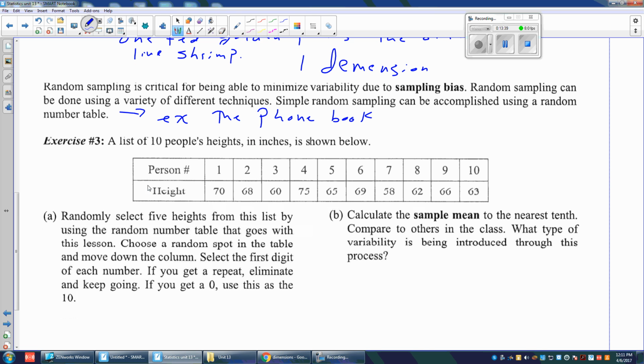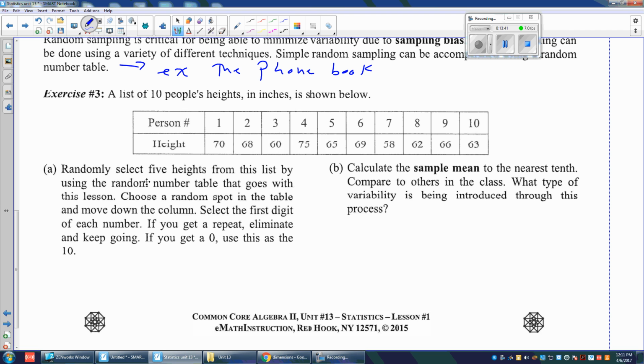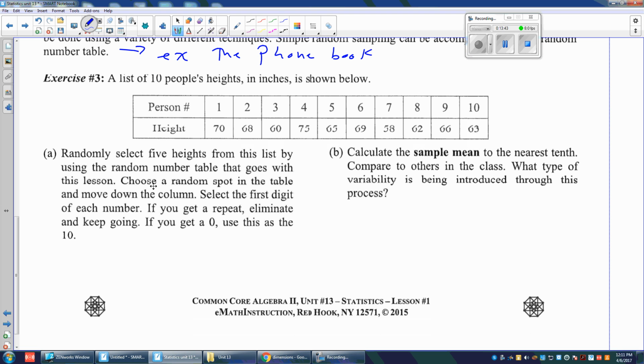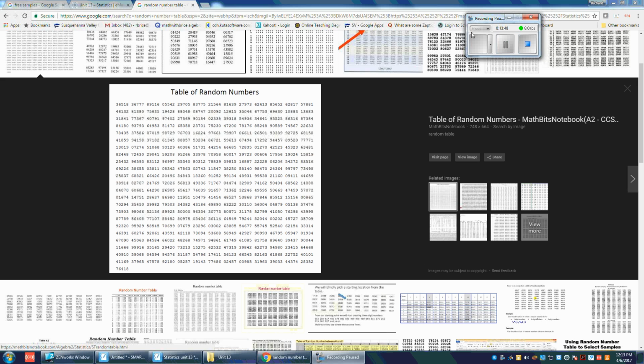A list of 10 people's heights in inches is shown below. Randomly select 5 heights from this list by using the random number table that goes with this lesson. So here I grabbed a random number table. And what you can do is say, well, today happens to be April 6th, so I'm going to take the 6th one from the left. 1, 2, 3, 4, 5, 6. My numbers are 8, 3, 7, 7, 5. And since one of the numbers repeated, we'll go to the next number, which is 2.